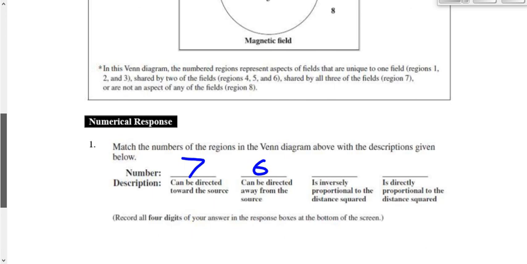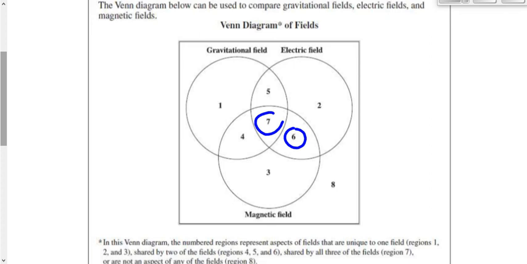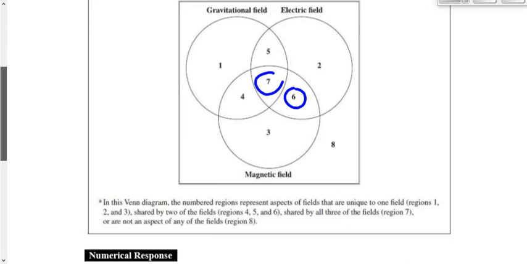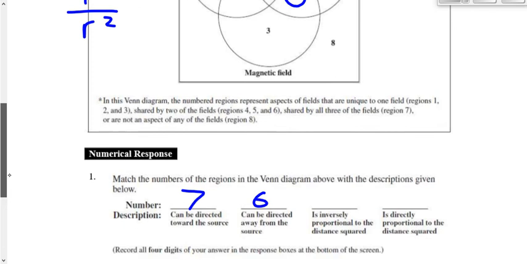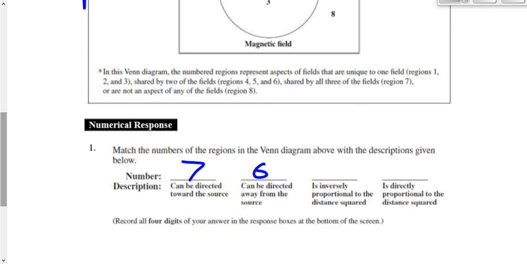Is inversely proportional to the distance squared. In other words, related to 1 over r squared, an inverse square relationship. Well, we know that electricity is an inverse square relationship. We know that gravity is as well. And we don't know about magnetism because we never learned an equation that describes magnetism, the magnetic field, the magnetic force. Here's the rule of thumb. If you haven't learned it, it's not the answer.